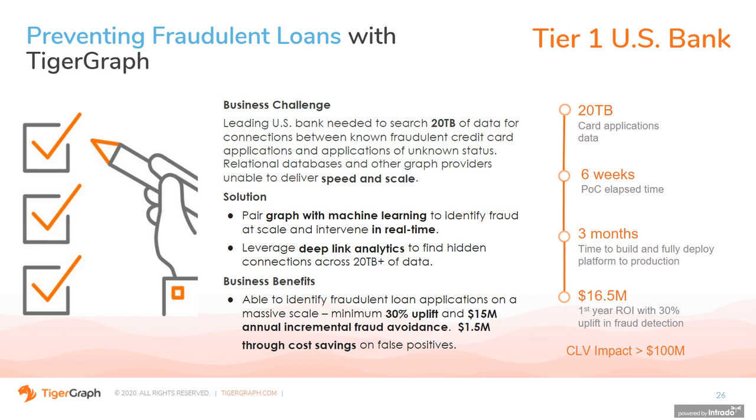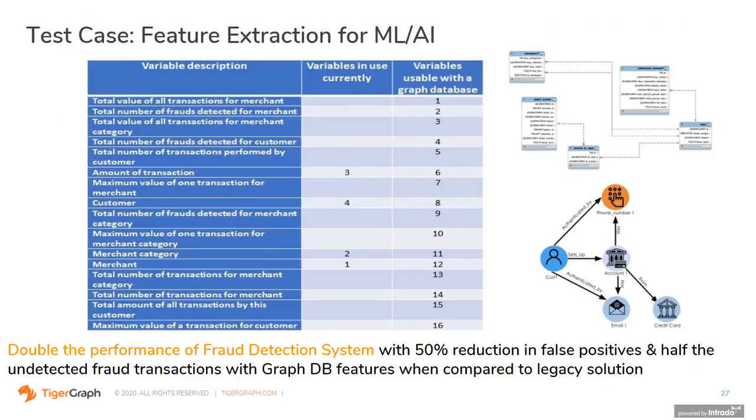Based on the loan application fraud prevention, they got a 30% uplift and $15 million in annual incremental fraud avoidance. So they're preventing $15 million of fraud, and they're saving $1.5 million through business they're allowing. This all went into production in about 3 months, and in the first year saved $16.5 million.